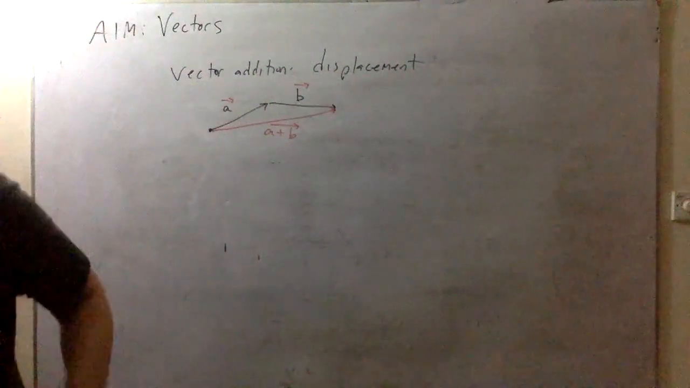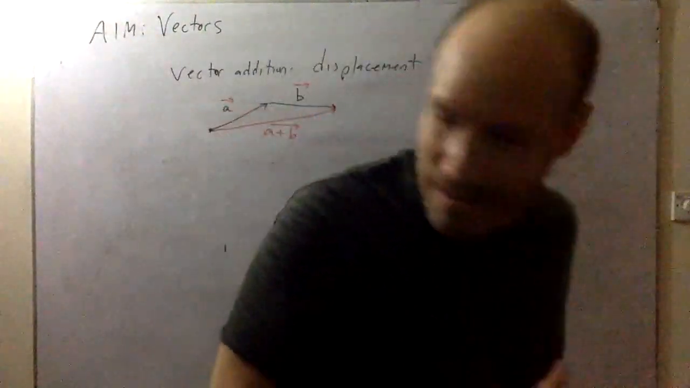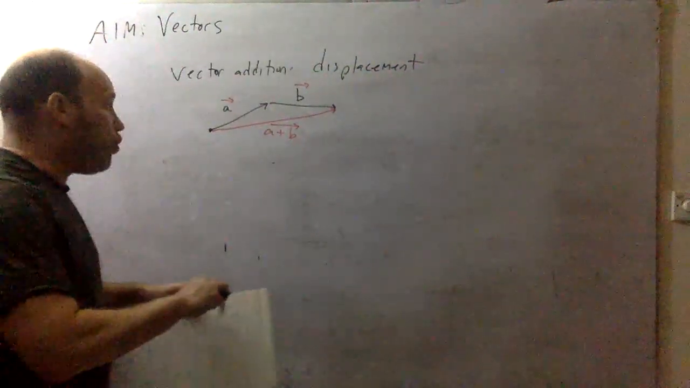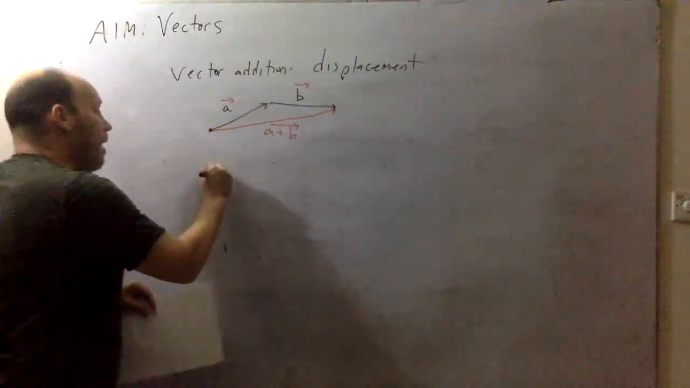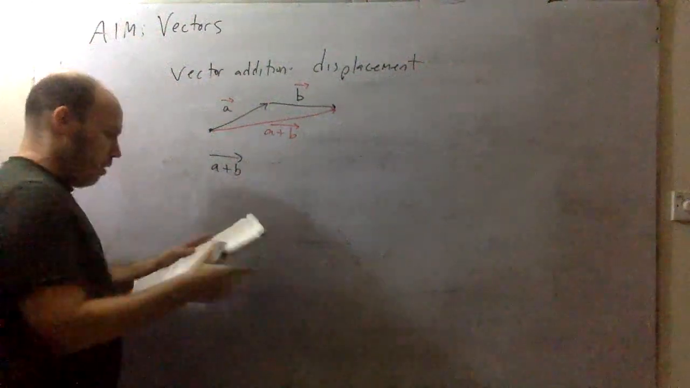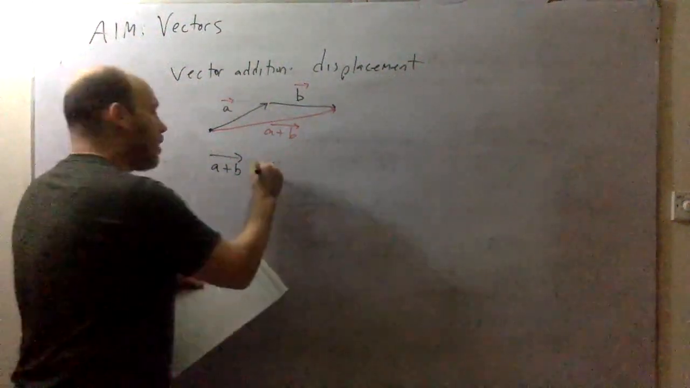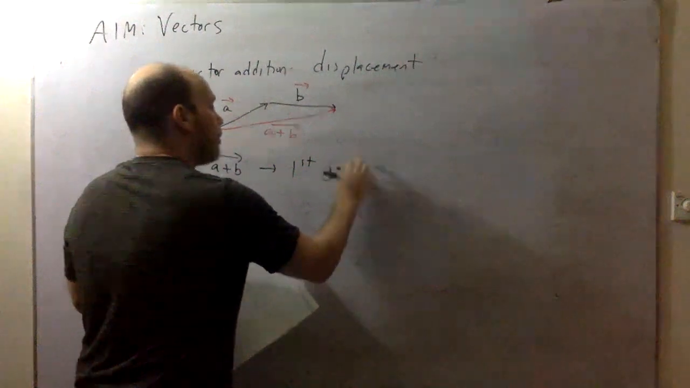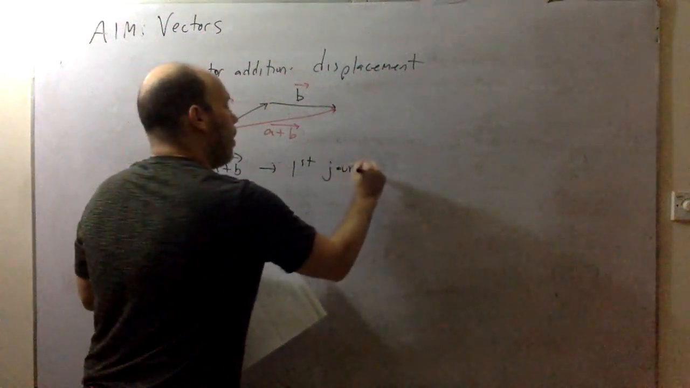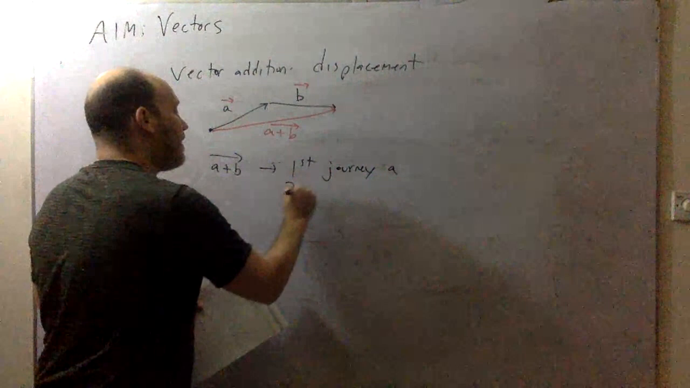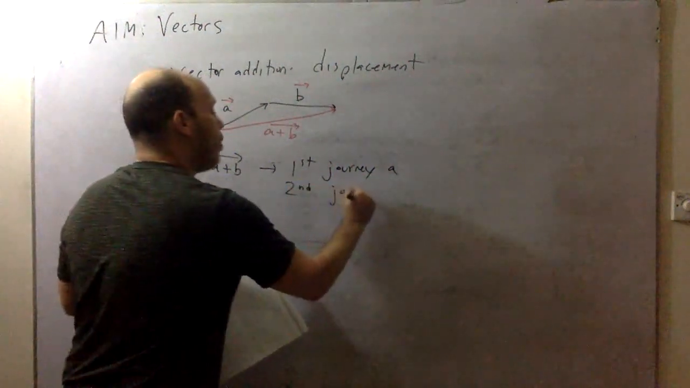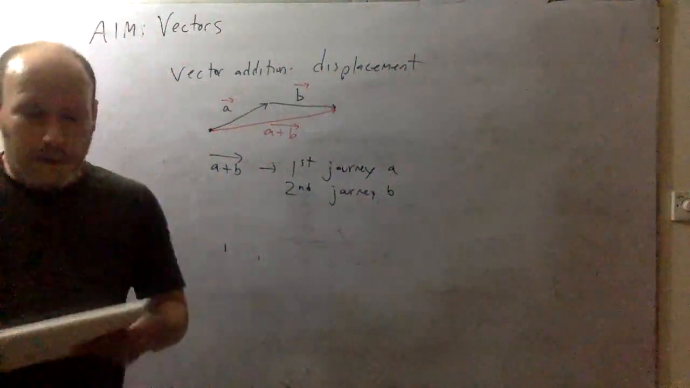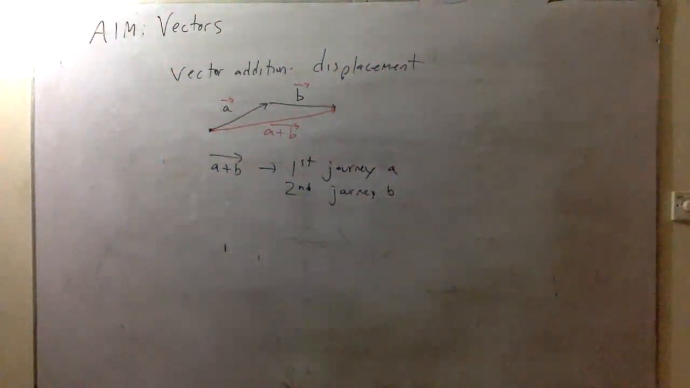Once again, when you see A plus B, I'm really excited about this unit. Immediately you say, okay, the first journey is A, and then the second journey is B. So let's take a look at example 3.